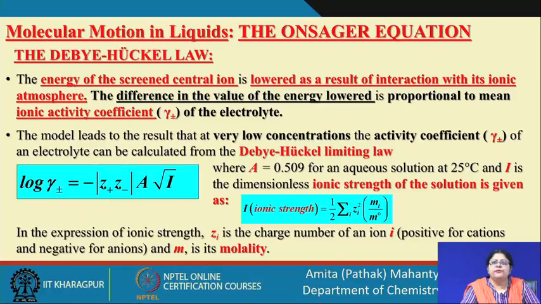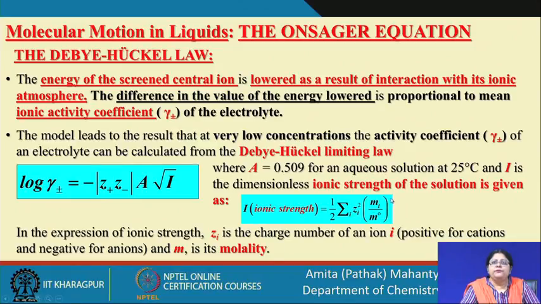Suppose a number of ions are present, the contribution of each ion in the solution has to be taken. So, the charge squared of each of the ions, positive or negative, multiplied by the molality of the solution, not the molarity. That means grams of the solute in 1 kg of the solvent.